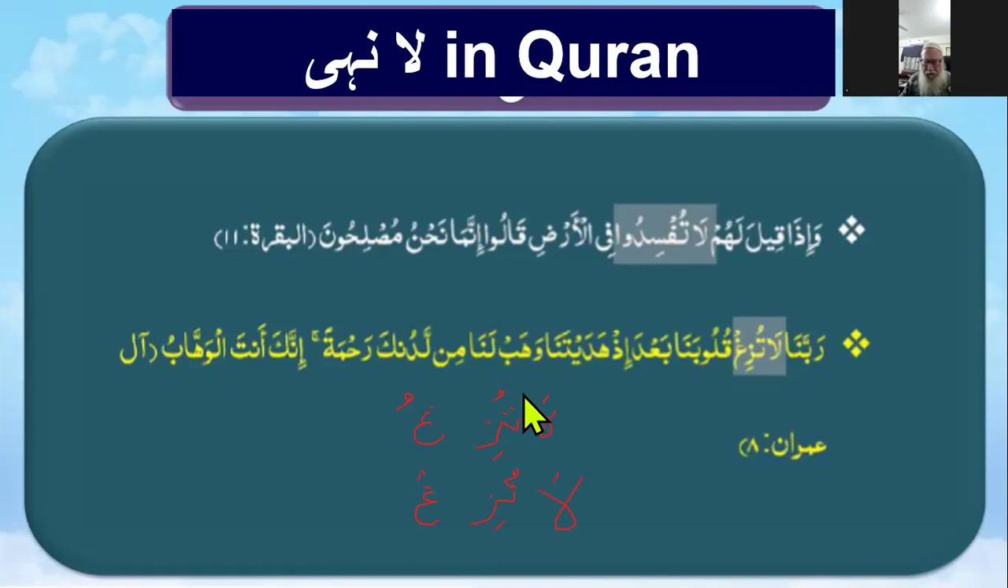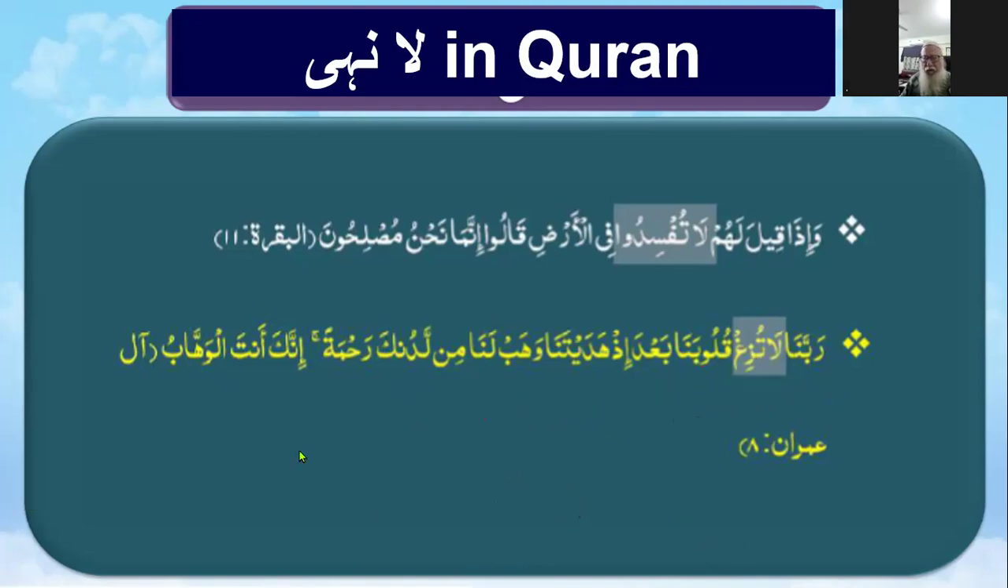The first one, when the fi'l is complete, is nafiya, for negation only. When the fi'l is not complete, there is something missing, then it is nahiya. La nahiya. So that is the difference. Now you can look in the ayah and you will find the clear difference. La tuzigh qulubana. It's not la tuzighu. If it was la tuzighu, nafiya, simple negation. La tuzigh, it means amr.